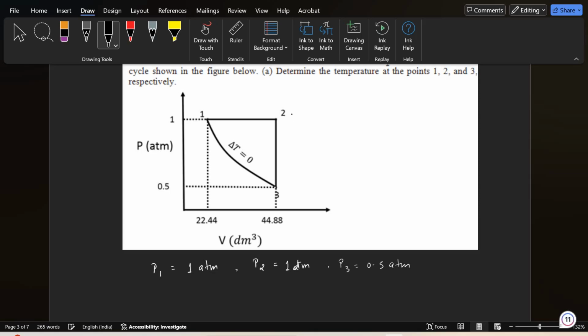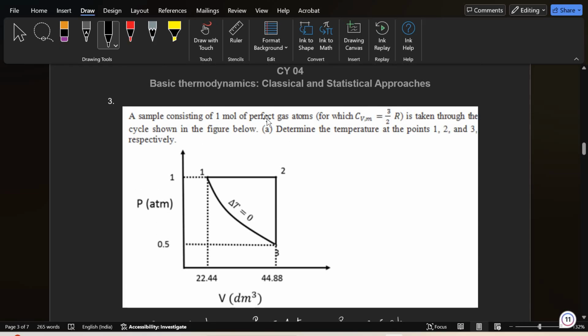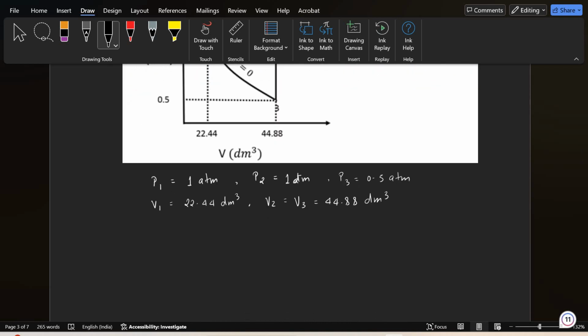Okay. So now what is the volume at point 1? 22.4 decimeter cube. Okay. So volume 2 is 44.8, which is also equal to volume 3, which is 44.8. Okay. So we have these three things. So how many moles of ideal gas? Sorry, 1 mole, right? So n is equal to 1.